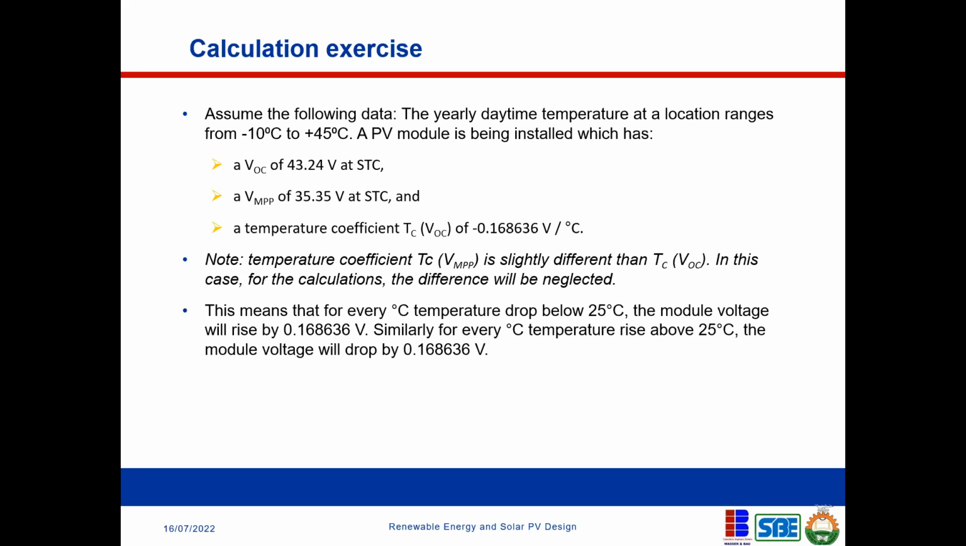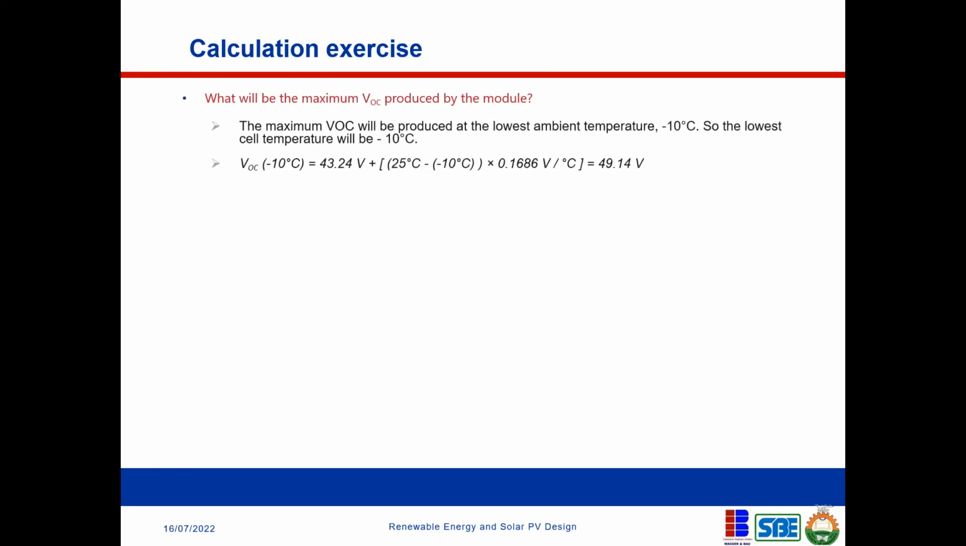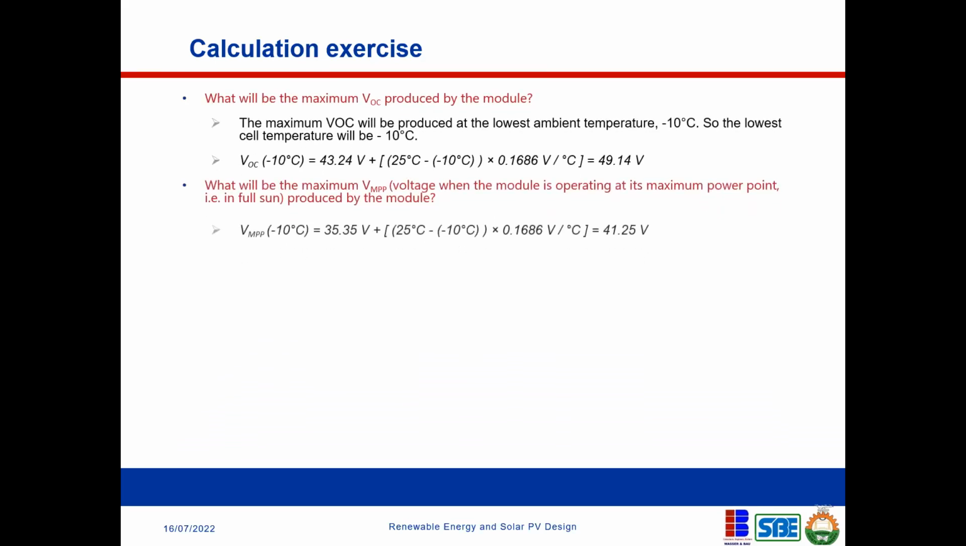Now, the question might come, okay, let me go to the next slide. What this means is that for every degree of temperature drop below 25 degrees centigrade, the voltage will rise by 0.168636. Similarly, for every degree of temperature rise above 25 degrees, the module voltage will also drop. I've explained some of this. So this is just a calculation exercise.